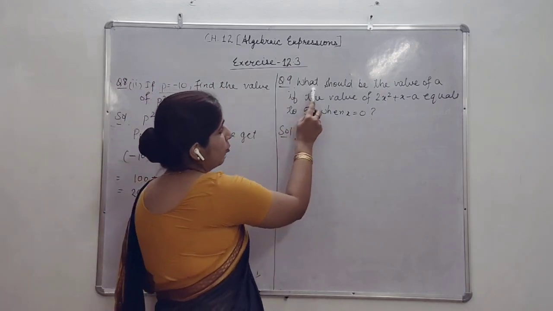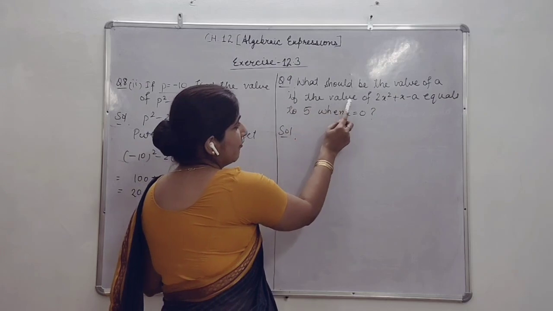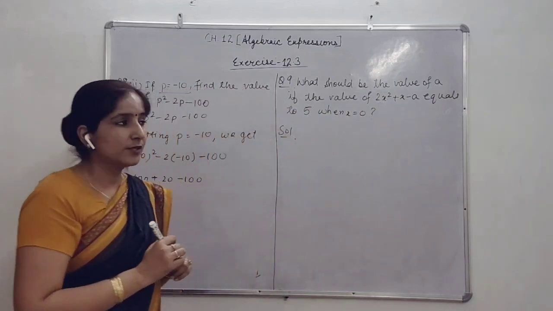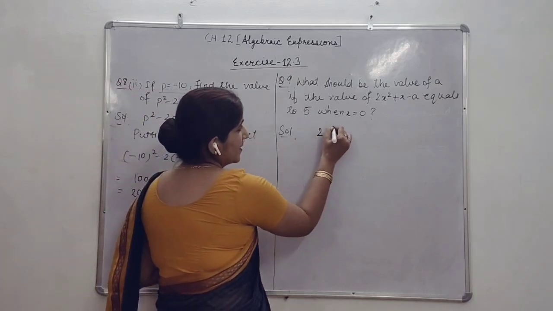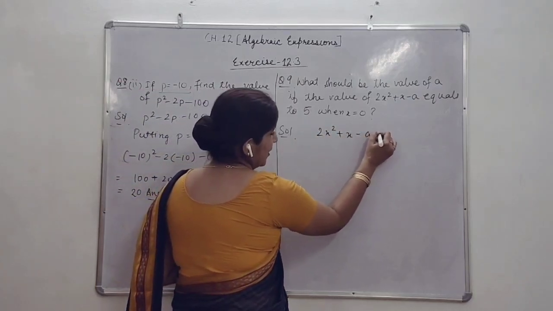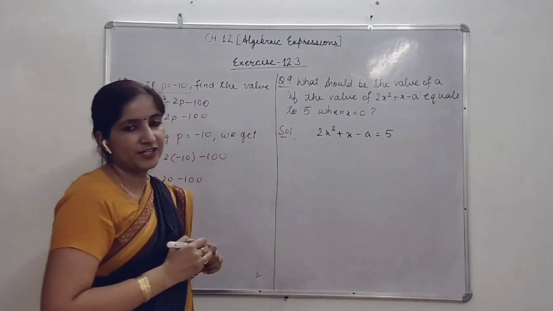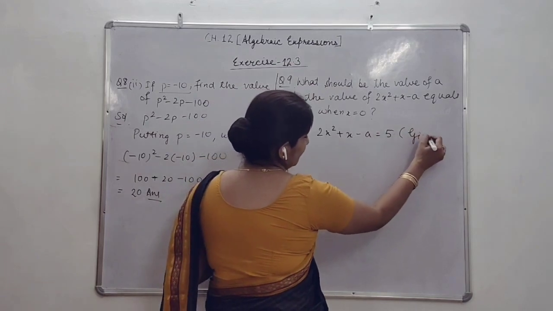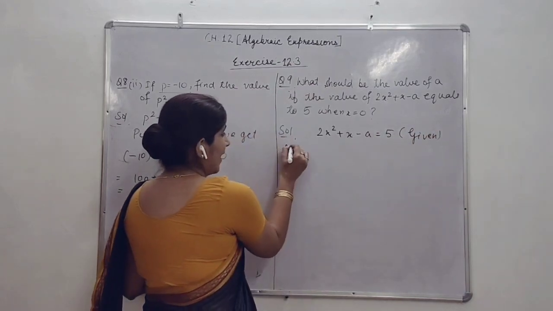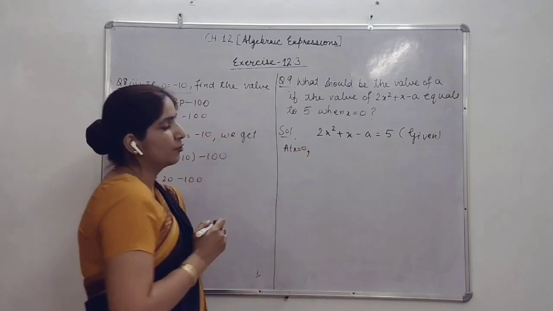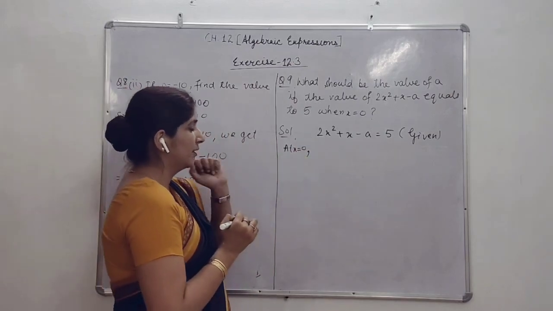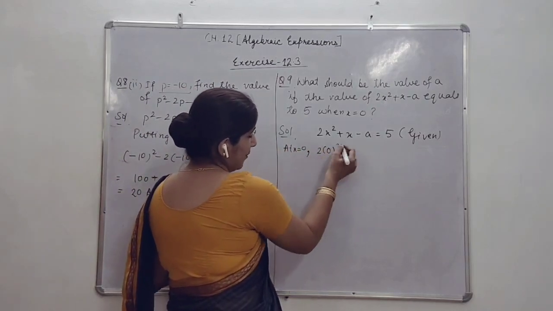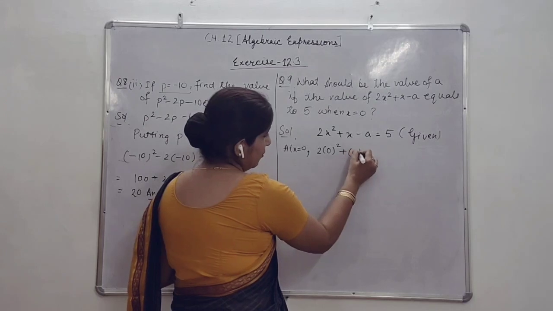Let me repeat the question: what should be the value of a if the value of this expression equals 5 when x equals to 0? This becomes an equation. Now at x equals to 0, we need to find the value of a, which means we need to put x equals to 0 here. So let us put 2 into 0 square. In place of x, everywhere I am putting 0.